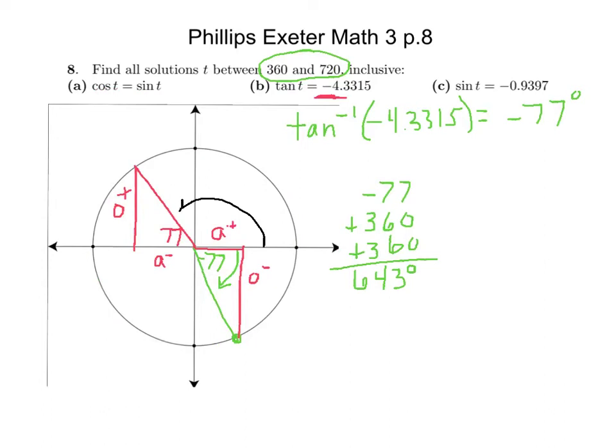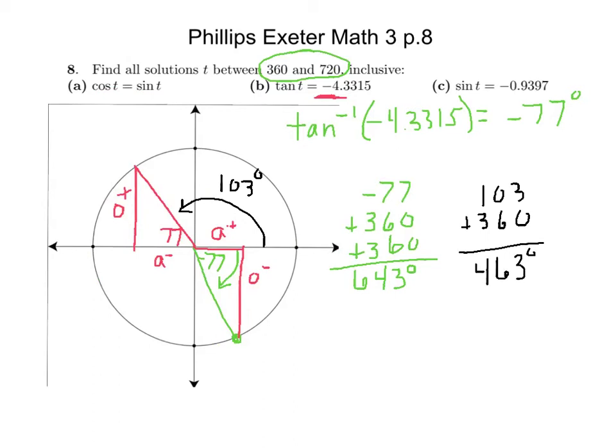And that angle there is 103, which will also work, but that's not between 360 and 720. So we add another 360, and we get 463. Emily?